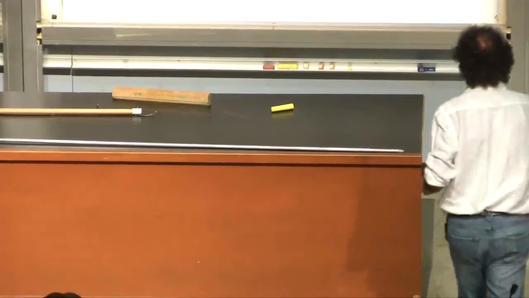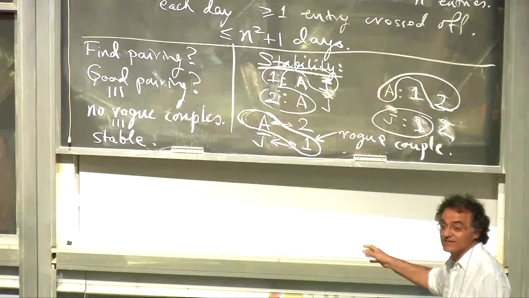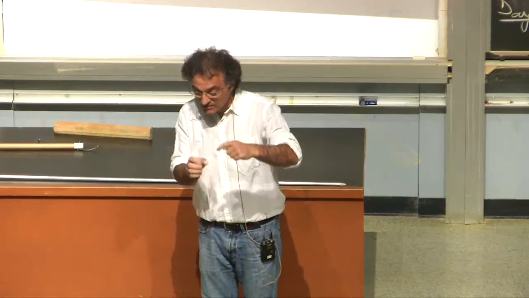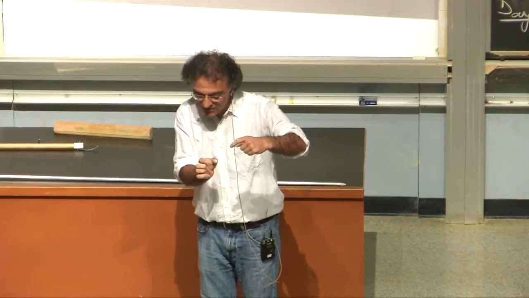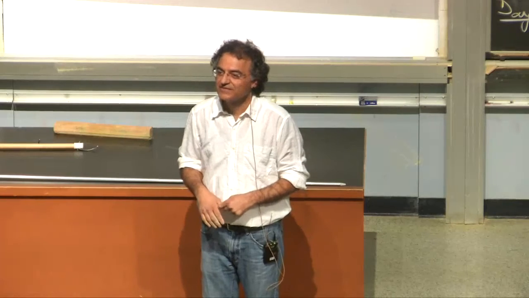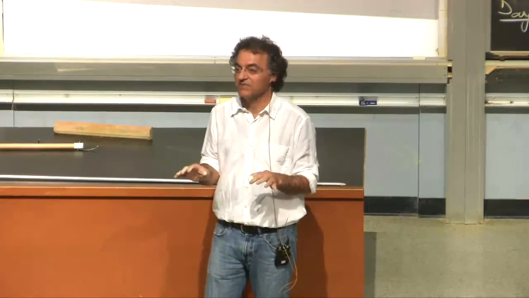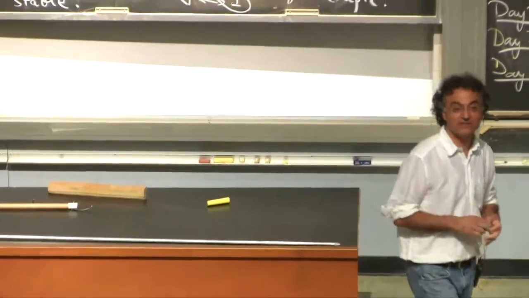Stability doesn't mean everybody gets their first choice. Stability just means no pair has an incentive to elope. There's no pair who are saying to each other, "I'm really unhappy here, but wouldn't it be great?" and they get together. So that just won't happen. That's the only thing we are guaranteeing, but that's a very important thing.